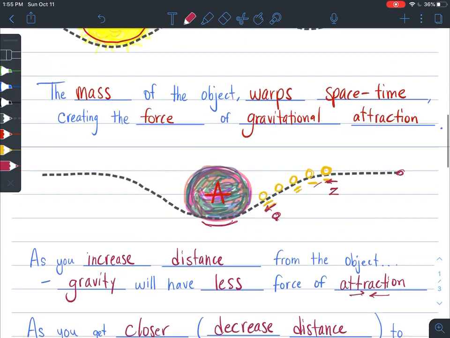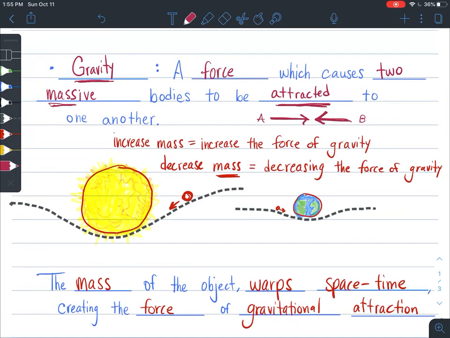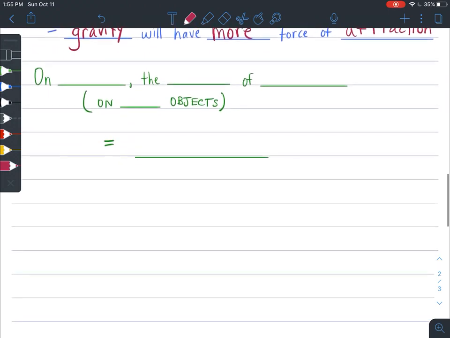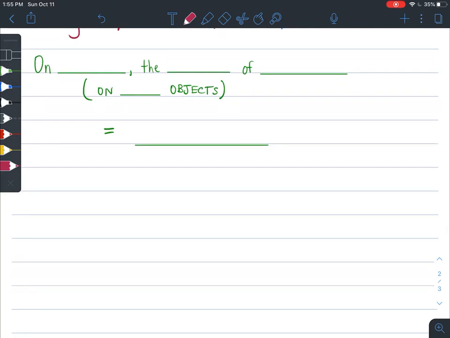All right, so what we're learning here is that gravity depends on the mass of the object. Something that has more mass is going to create more gravity. It's going to have a bigger warp in space-time. And if you're next to something that is a massive object, then it's going to affect you more than if you're further away. So as you increase distance, then you decrease the force of gravity. As you decrease distance, you get closer, then you increase the force of gravity when you get around an object that warps space-time.